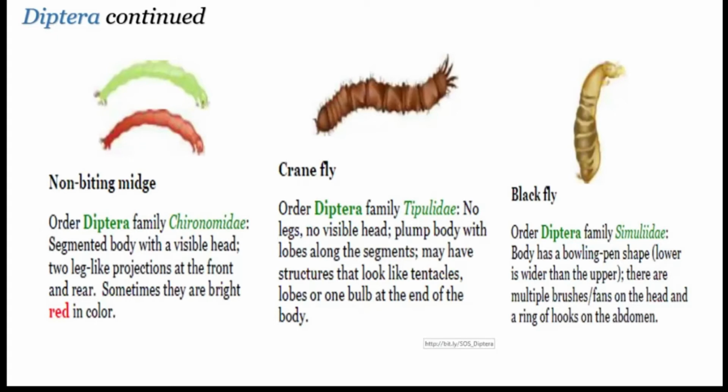Another one commonly collected is the crane fly, the tipulids. Much larger, pretty easily identified. You can see their segments clearly. They have hairs along their abdomen, and they have a really weird tail. Sometimes it looks like a balloon on the back of their body. Can't see a head. Their head is not distinguished.